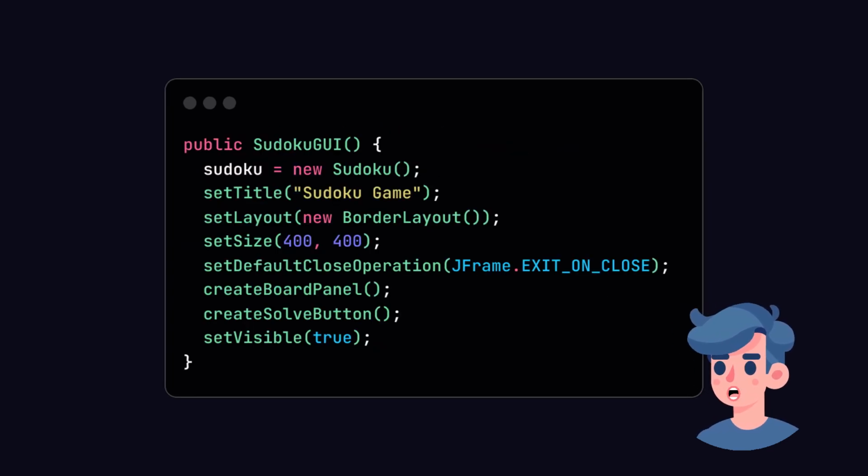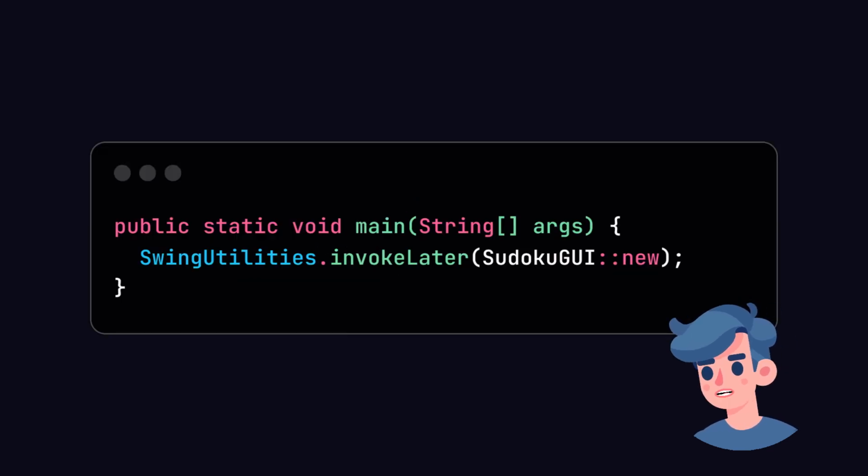Finally, let's put everything together by calling our JPanel and JButton setup methods in the constructor of our GUI class, and also make the GUI visible. This should provide us with a simple yet effective GUI for our Sudoku game. To run the GUI, we need a main method in our Sudoku GUI class.